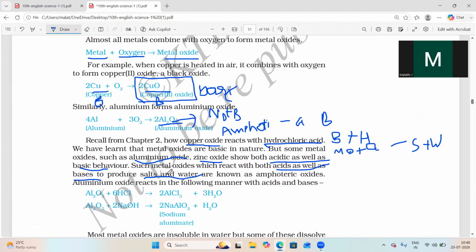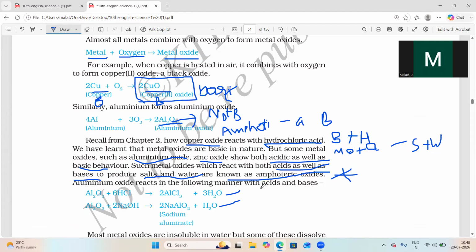Here, a metal oxide like aluminium oxide may react with an acid sometimes and with a base at other times. When it reacts with the acid, it is basic in nature. When it reacts with the base, it is acidic in nature, giving salt and water. That is called an amphoteric oxide. This is very important for your examination. They will ask about the amphoteric nature of aluminium oxide with examples.